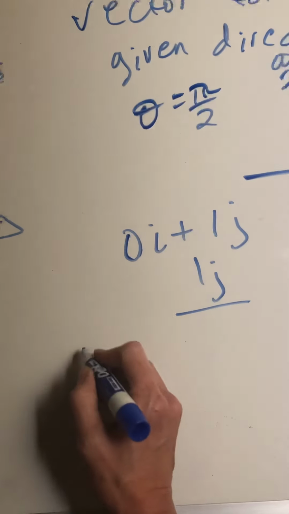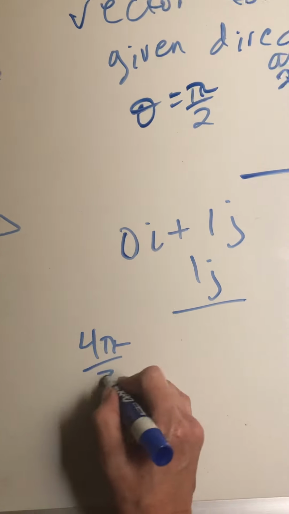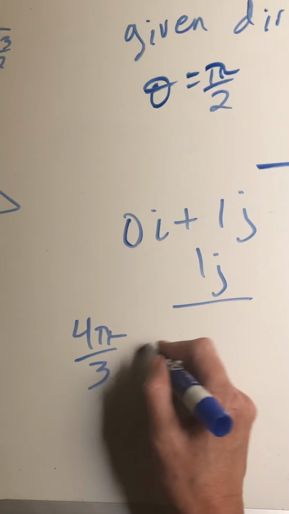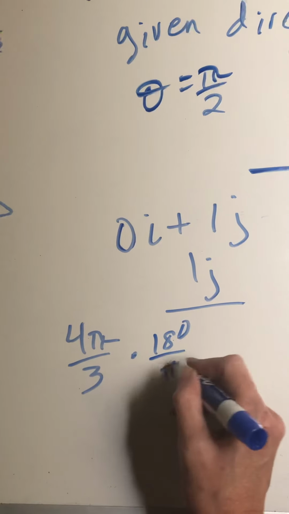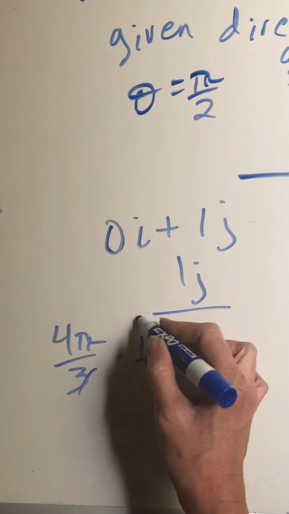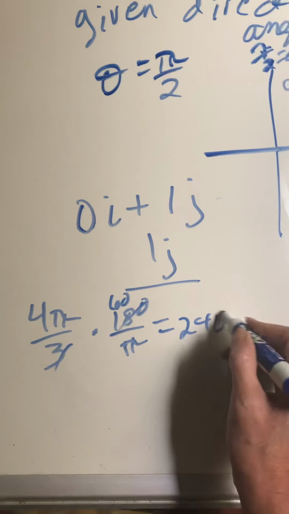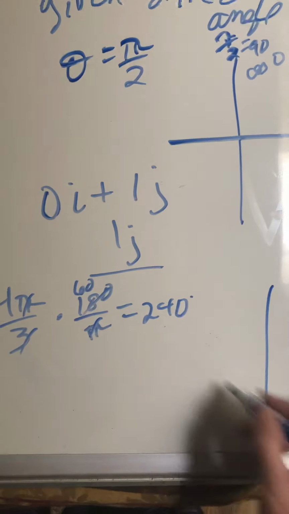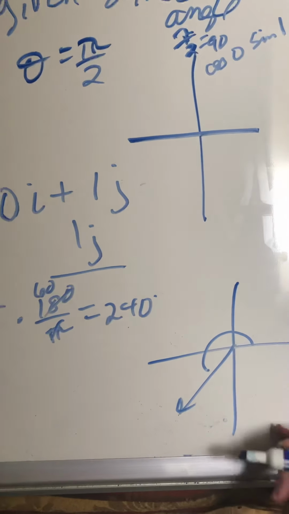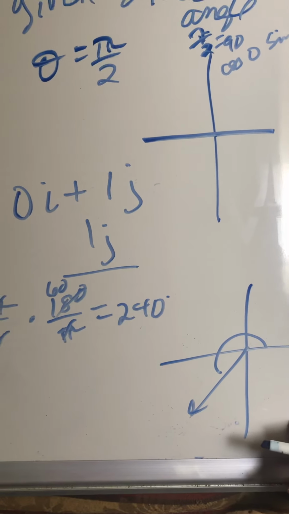Okay. Then another one like this, 4 pi over 3. Again, we want the vector for the given direction angle. So if I do 4 pi over 3, so I can figure out correctly how to graph it, 3 goes into 180 and leaves a 60, so it's 240. So this is my 240 degree angle. If I sketch it, I'm here. That's 240. I'm in the third quadrant.